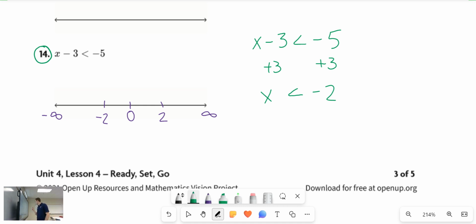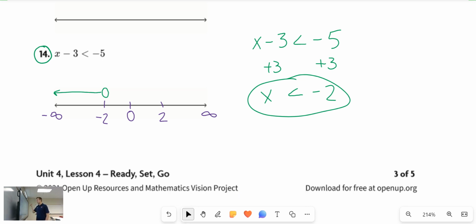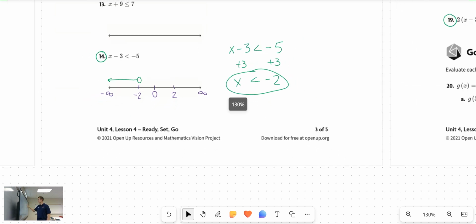And now let's put our inequality symbols up. So x is less than but not equal to, so just less than negative 2, right? So this is our solution. Less than negative 2 means there is an open circle at negative 2, and then it has to be less than that, so that's going to go this direction, right? So that is our graphed on a number line inequality.